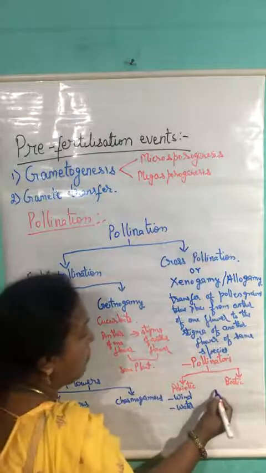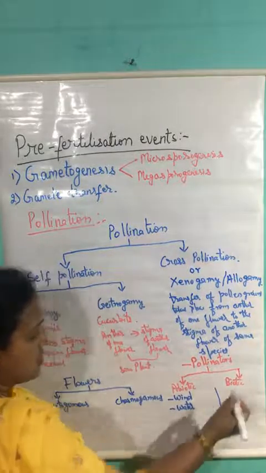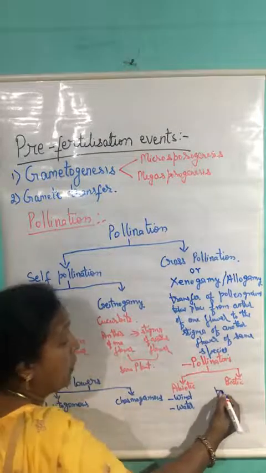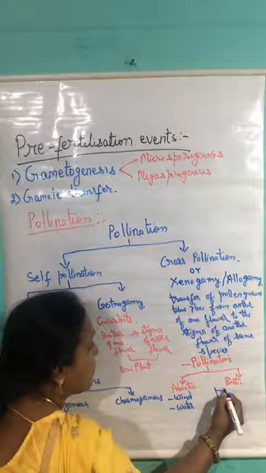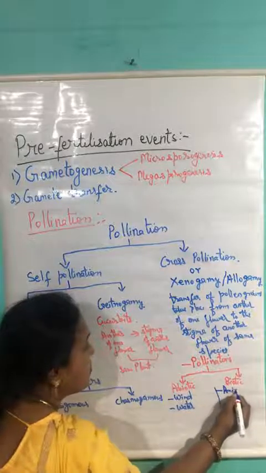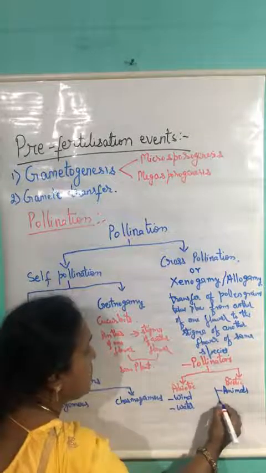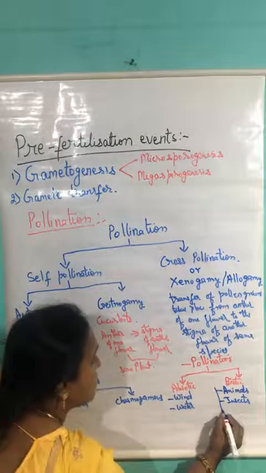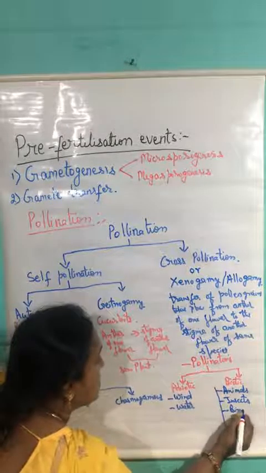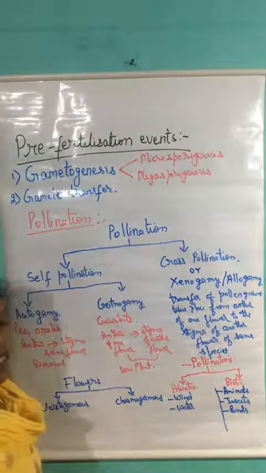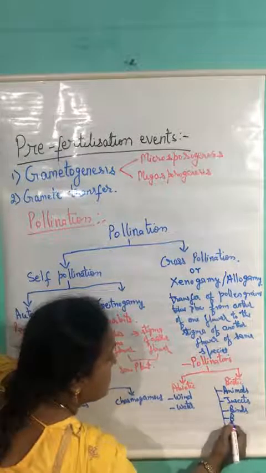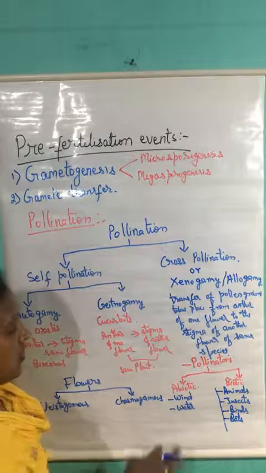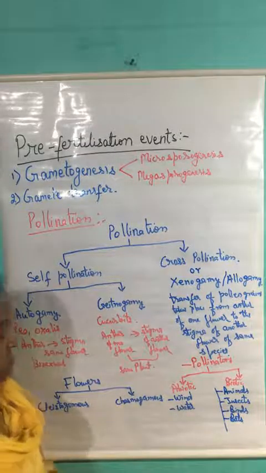whereas the biotic pollinators, which help in the process of cross-pollination, may be animals, insects, birds, bats, etc. So, a number of pollinators are there which help in this case.